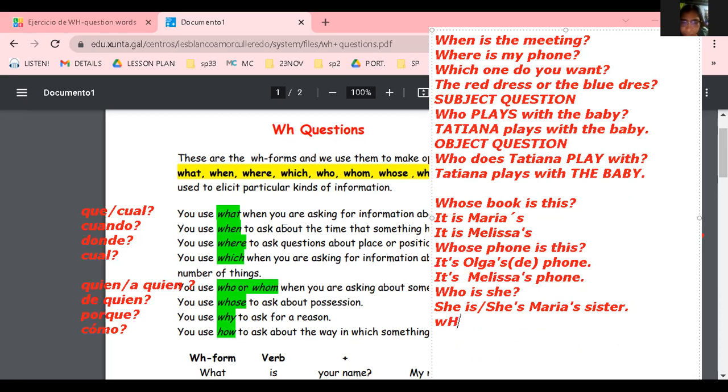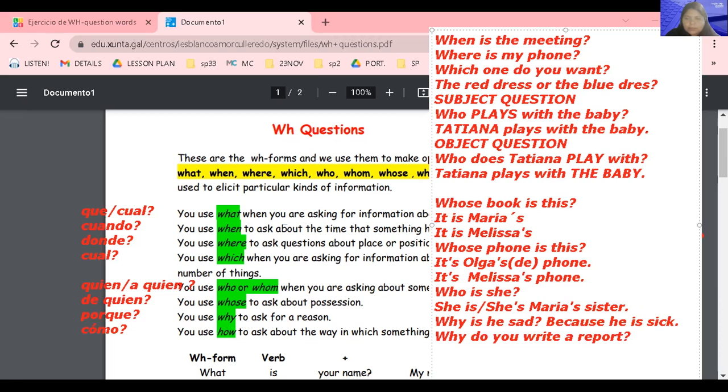Luego tenemos aquí why. ¿Qué significa why? ¿Por qué, verdad? Why is he sad? ¿Por qué está él triste? Usualmente las respuestas se dan con because he is sick. Porque está enfermo. Why do you write a report? ¿Por qué escribes un reporte? Because my boss wants to know about the employee's work.